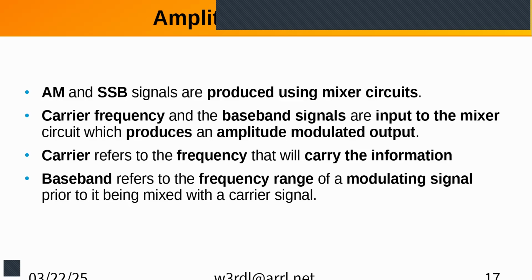The products are the sum and the difference of the two frequencies. So that's why you see them as sidebands. You get the carrier plus the baseband and the carrier minus the baseband. So that's the two sidebands. The lower sideband is inverted frequency-wise. So higher frequencies on the lower sideband are actually lower frequencies in the spectrum.